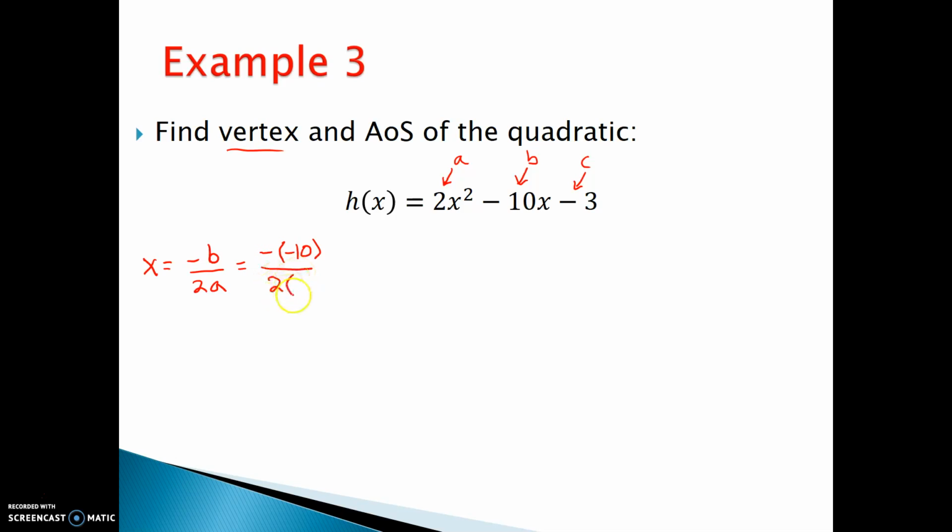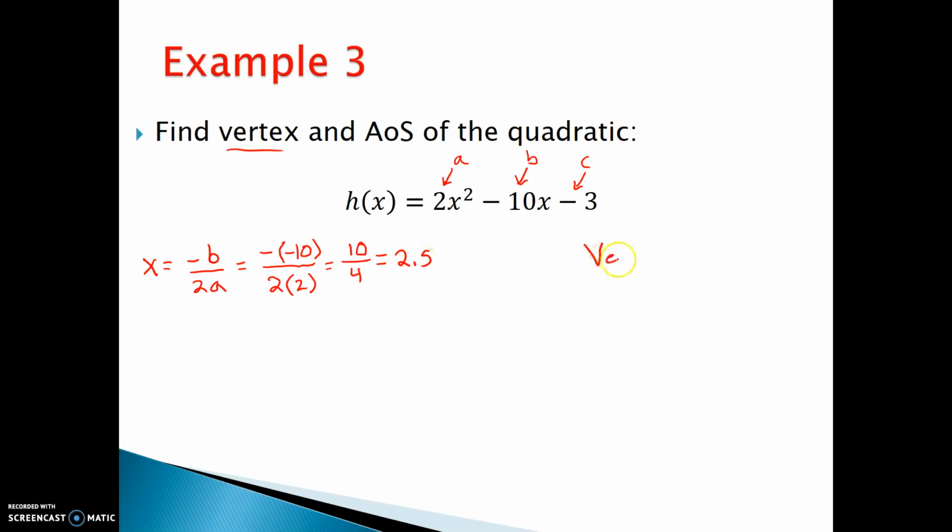So 2 times the a value, which is 2. So I'm left here with negative, and a negative times negative gives me a positive 10 over 4. Whoa, this is weird. What is 10 divided by 4? That doesn't work out very nicely. All right, so what I'm going to do is give the decimal value. 10 divided by 4 is going to give me 2.5, and that's okay. I can get a decimal, right?